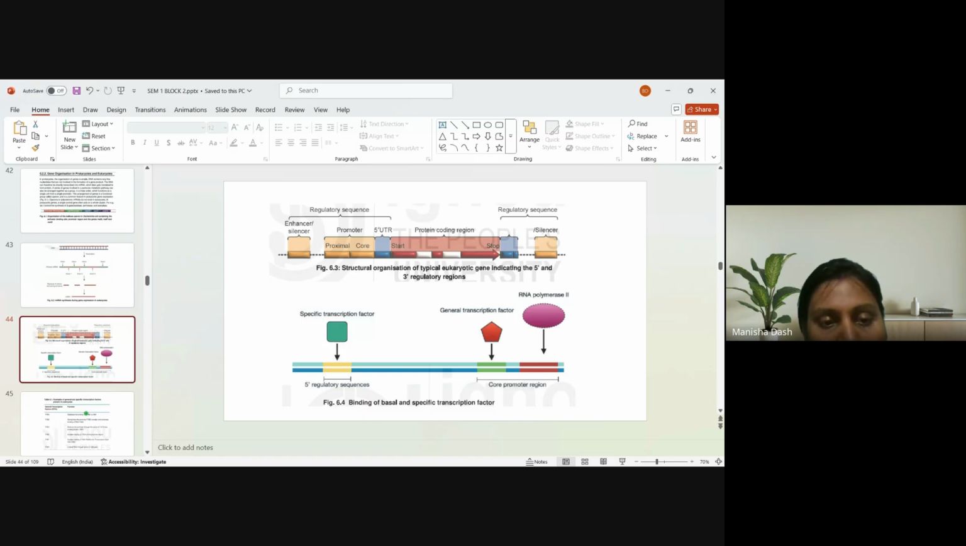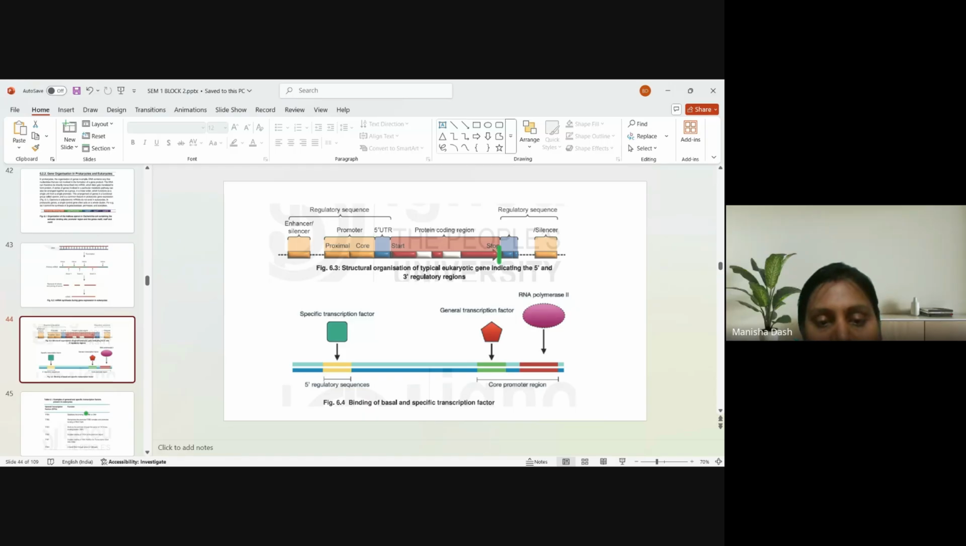And there is a core promoter region which is conserved in most of the members of a species. Then there is the 5' untranslated region, 5' UTR, and here comes the start codon. Then it will end with the stop codon. In between you have the introns, which will be spliced during the synthesis of the mRNA. Following the stop codon, there is also the 3' UTR, which is also regulatory in nature.